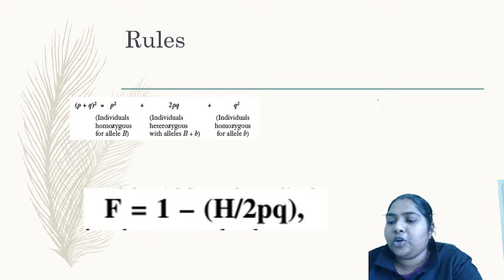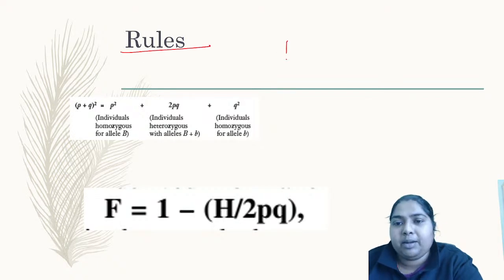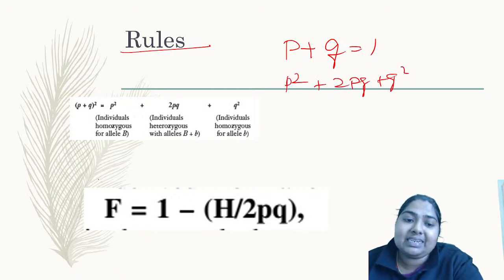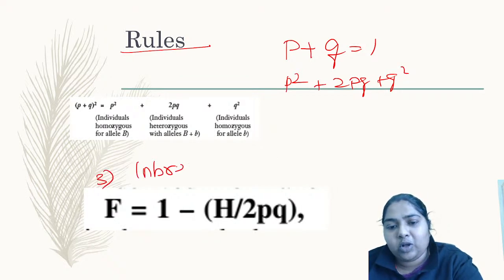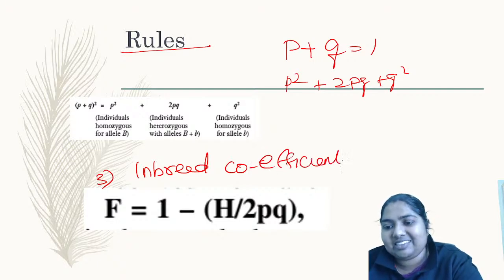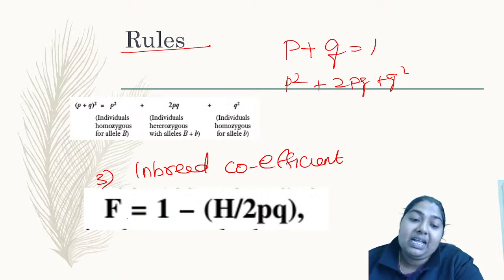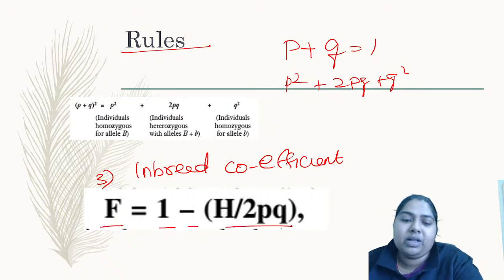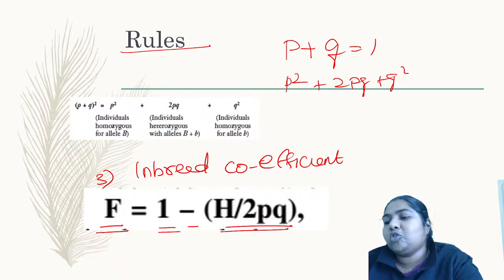As I told you, a few rules are very important. Number 1, P plus Q is equal to 1. Number 2, P squared plus 2PQ plus Q squared. Number 3 is the inbreeding coefficient. This is a very important formula. Shall we see what that inbreeding coefficient is? It is given by the formula F equals 1 minus H by 2PQ.